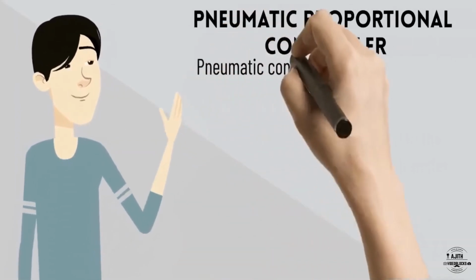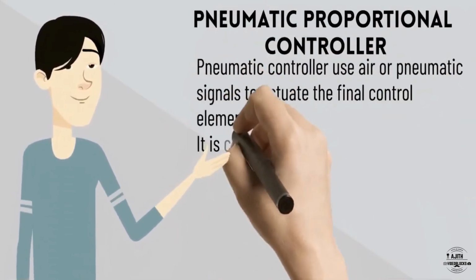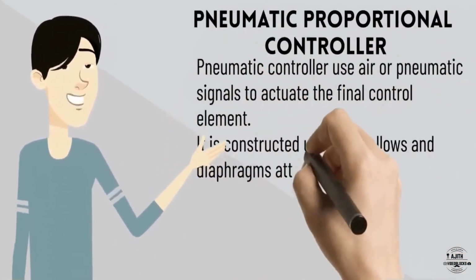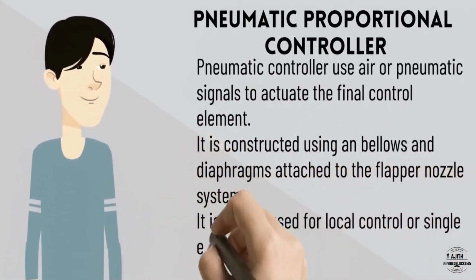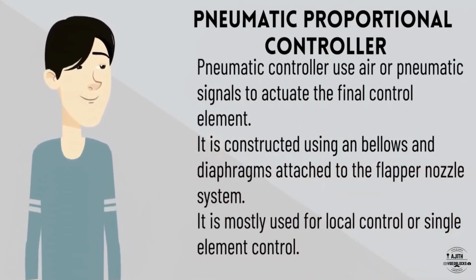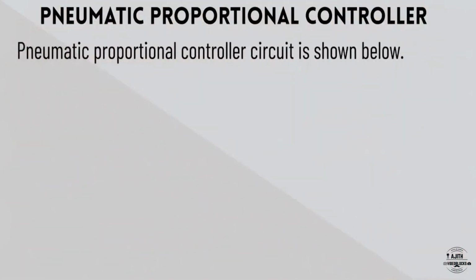Coming to pneumatic proportional control, pneumatic proportional controller uses air or pneumatic signal to actuate the final control element. It is composed of bellows and diaphragms which is attached to the flapper nozzle system and is mostly used for single element control. The constructional circuit of pneumatic proportional controller is shown below.